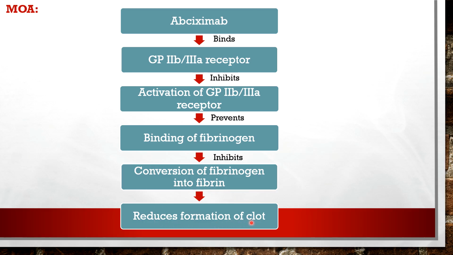the formation of clot. So usually the glycoprotein 2b3a receptor will bind the fibrinogen and convert fibrinogen into fibrin, then it forms clots. This abciximab drug will bind the receptor and inactivate it, so that it prevents the binding of the glycoprotein 2b3a receptor to fibrinogen, and inhibits the conversion of fibrinogen into fibrin. There is no formation of thread-like structure or clot, so abciximab reduces the formation of clot.